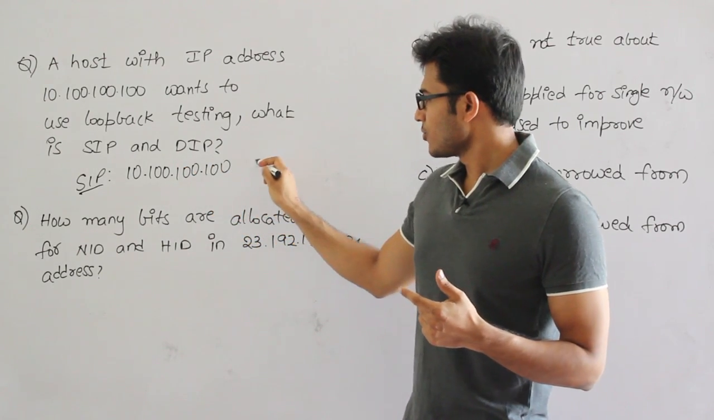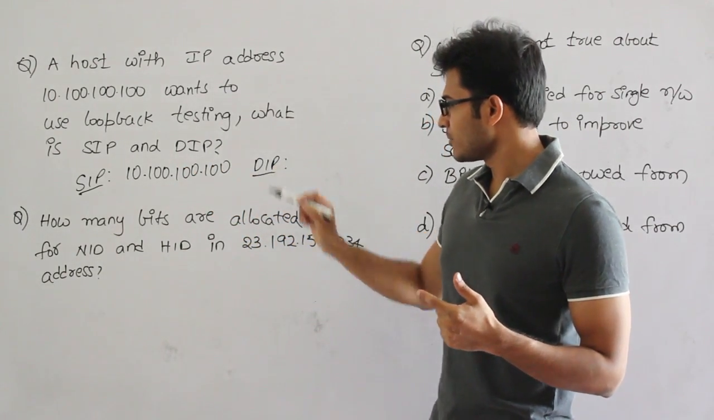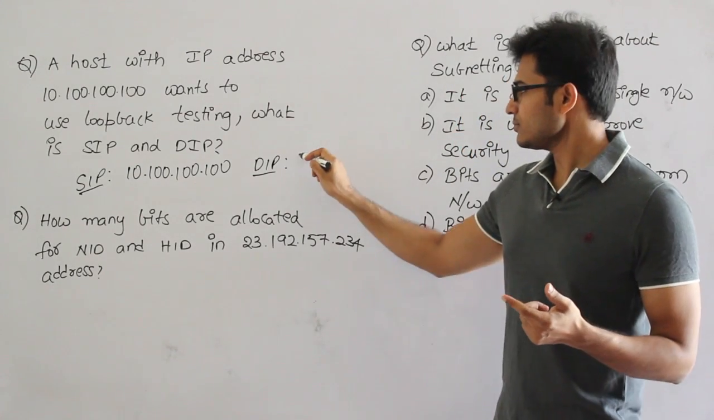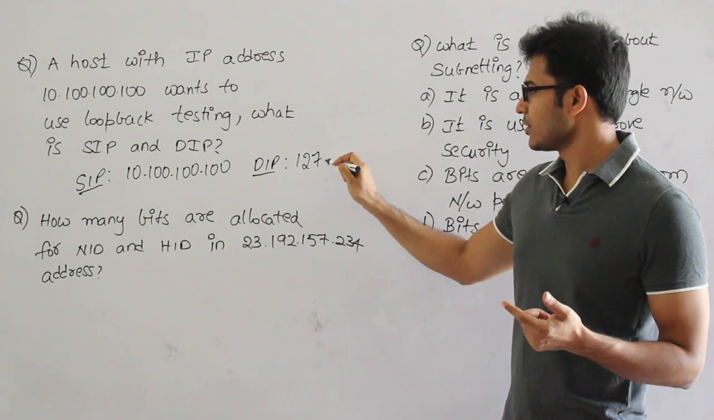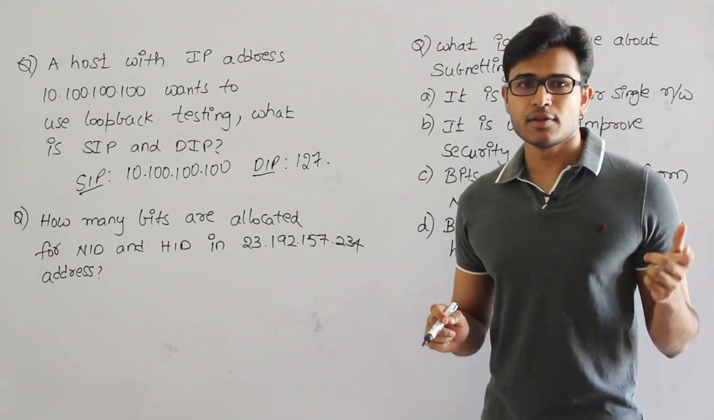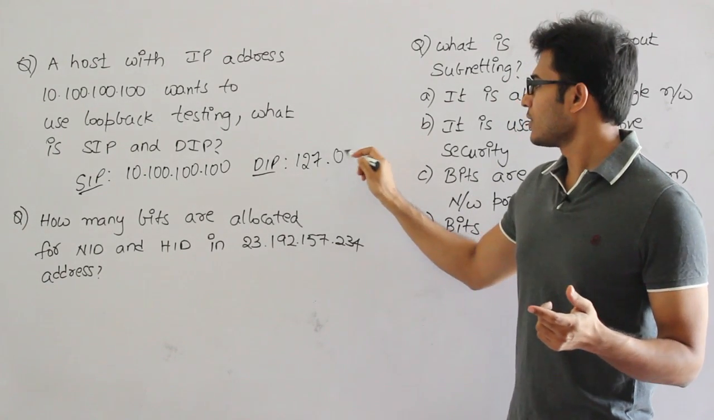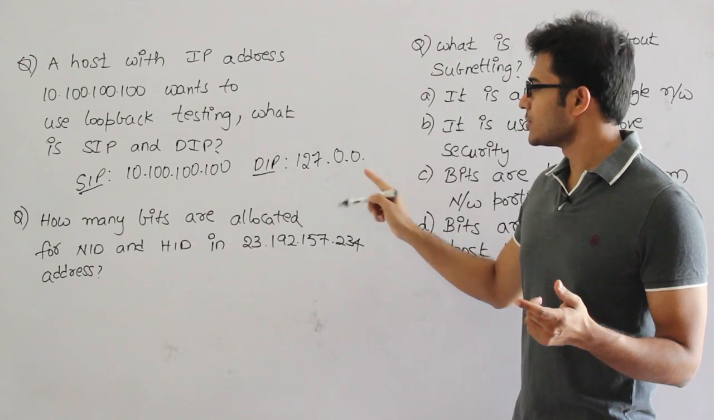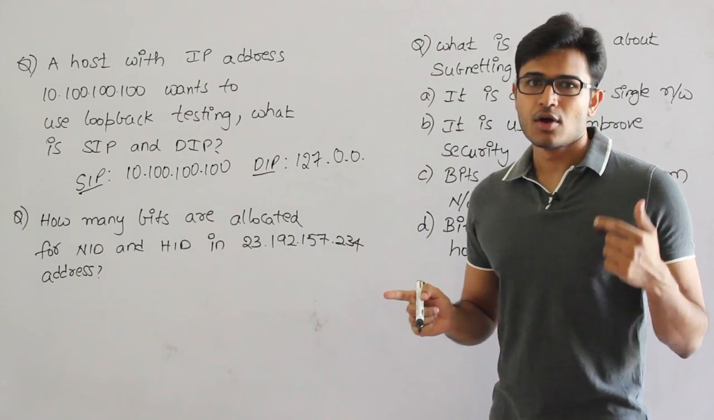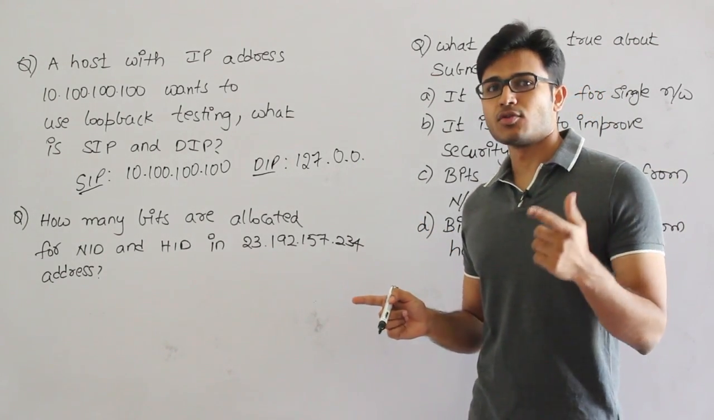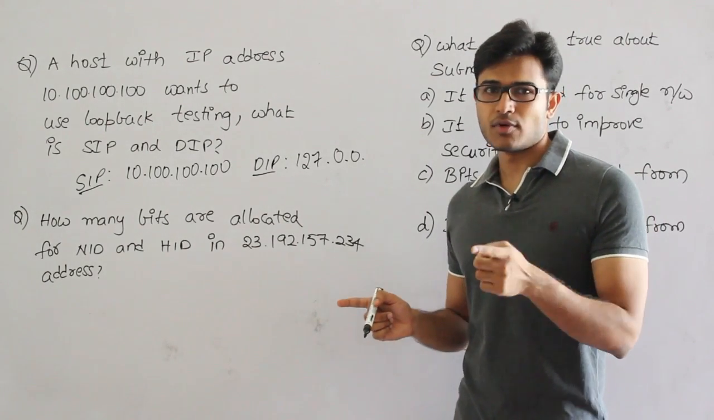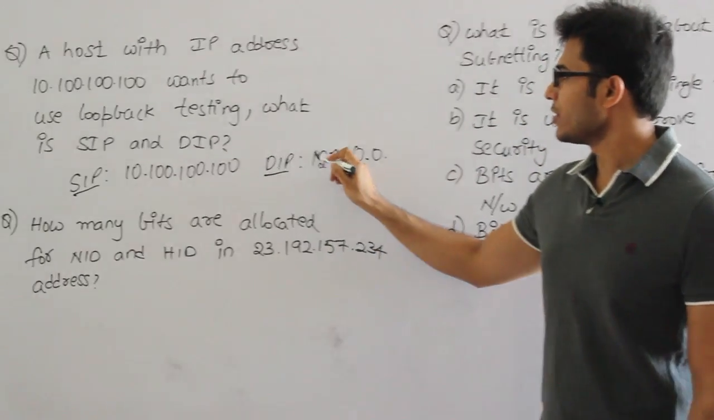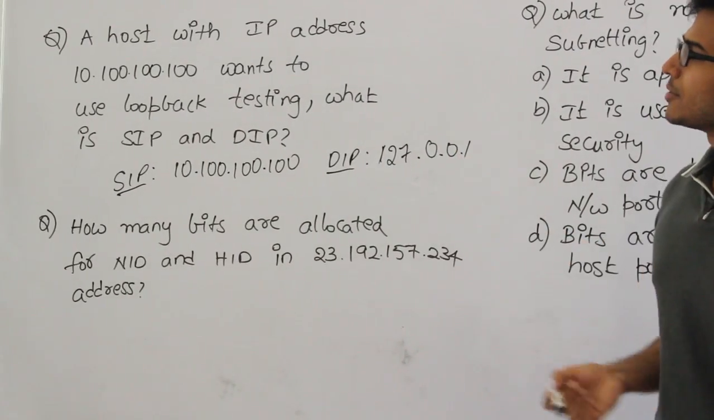10.100.100.100. And what about the destination IP? The destination IP can be anything, which means you can have 127 dot anything other than all zeros and all ones. So other than all zeros and all ones, which means 0.0.0.0 and 255.255.255.255, you can have anything after 127. So this could be a destination IP address.